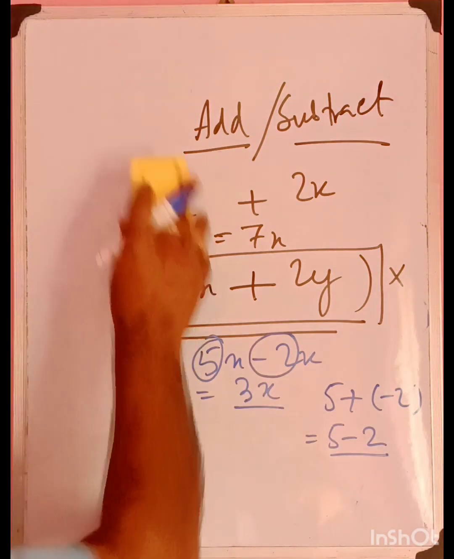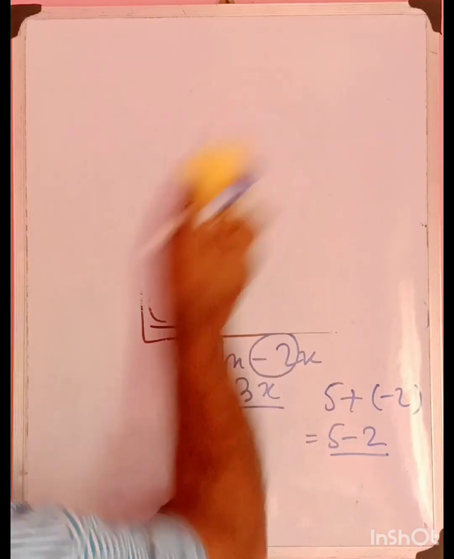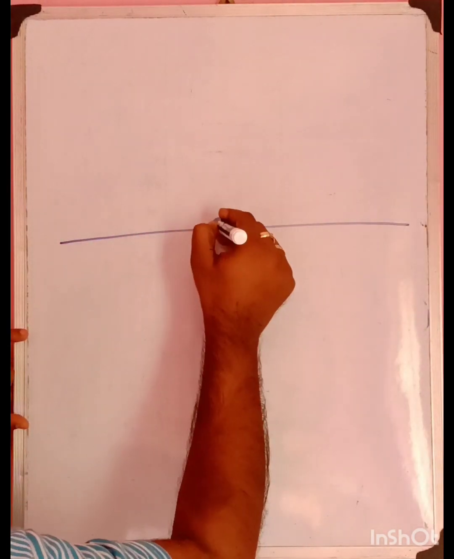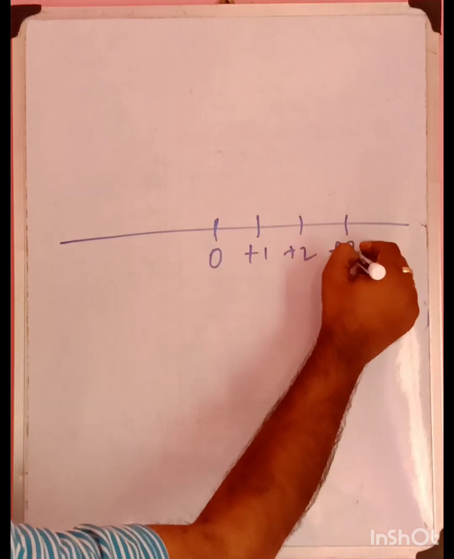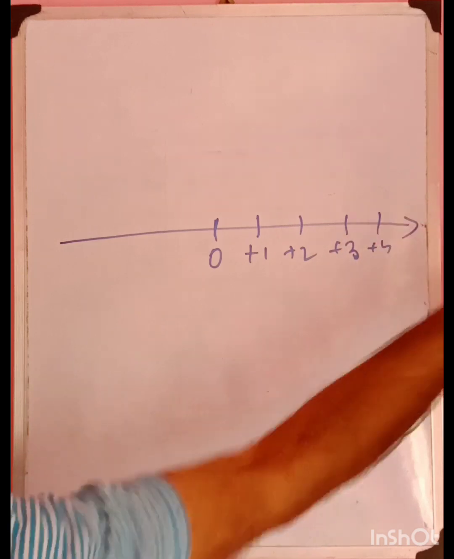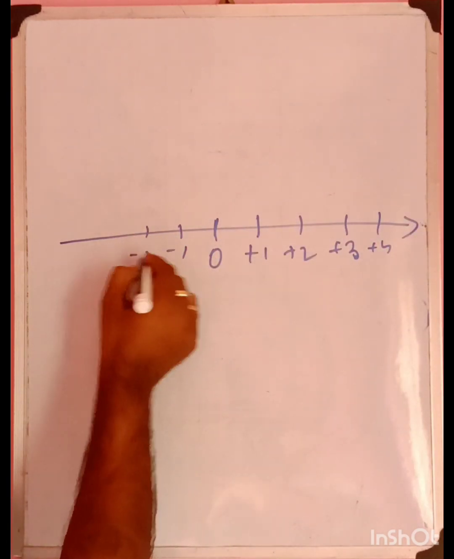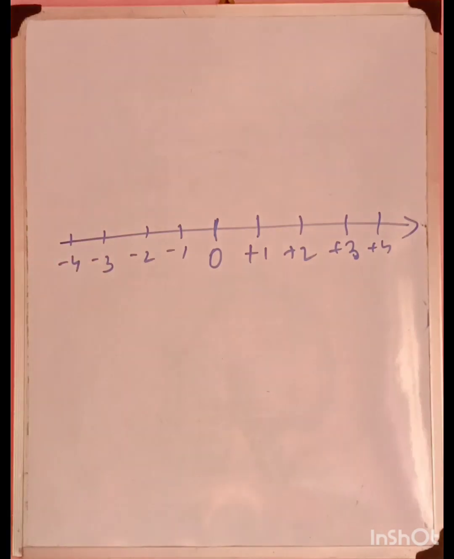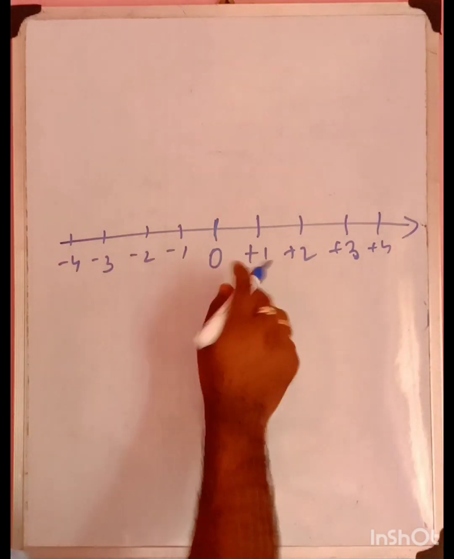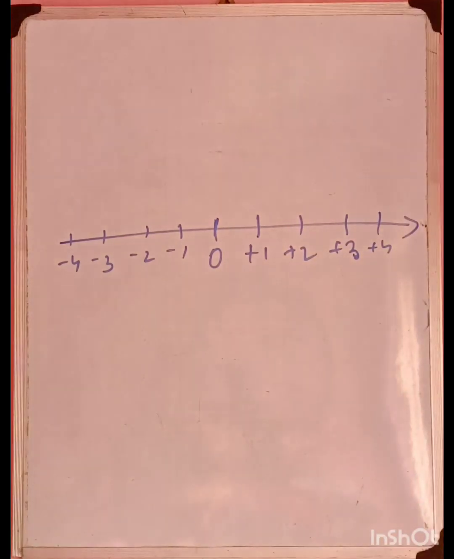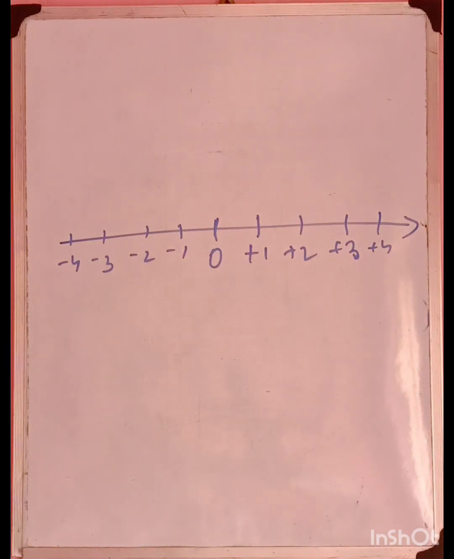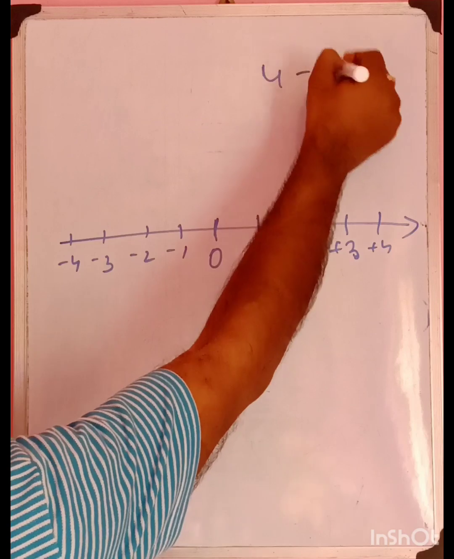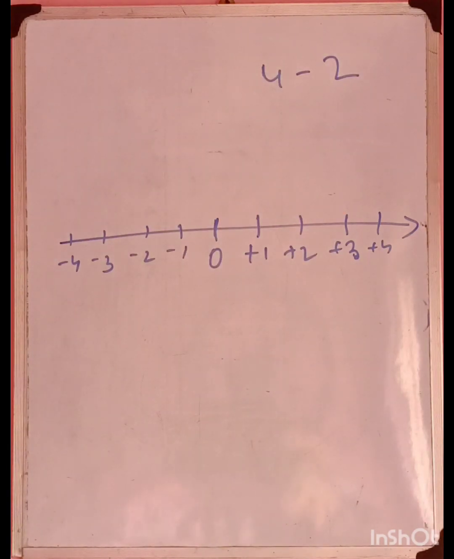You have learned about the number line. I am jumping over it. What is the number line? This is 0, this is plus 1, this is plus 2, this is plus 3, this is plus 4, and so on. And this is minus 1, this is minus 2, this is minus 3, this is minus 4. So this is the plus side, this is the minus side. Once you move rightward, it means plus. So suppose plus 4 minus 2. How to show it on the number line?